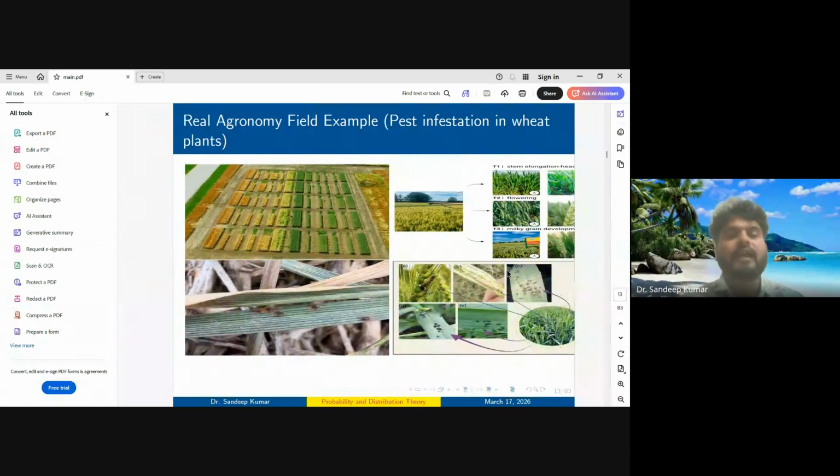Okay. And these are the real agronomy field examples. Pest infestation in wheat plants. Basically, you can see on this picture 4 types of different pictures related to agronomy. Pest infestation in wheat plants. Basically, these are wheat crops, and in this, pest infestation has occurred.